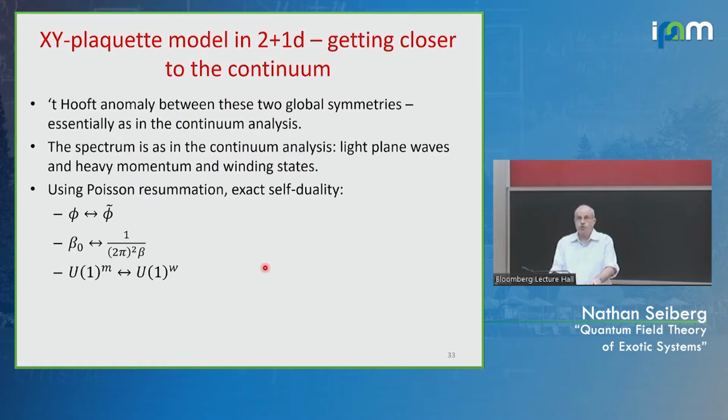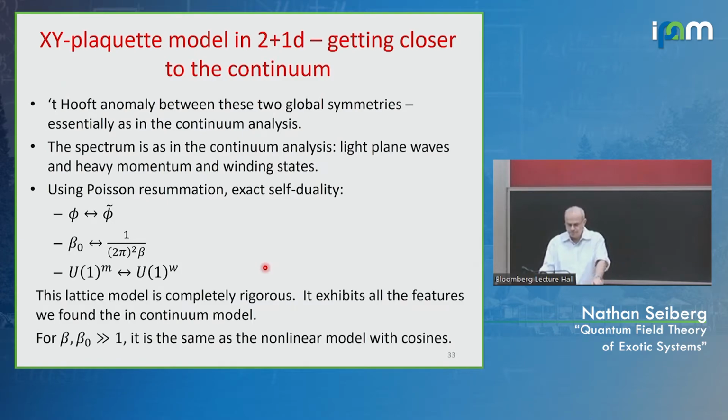So all these features that we found in the continuum exist already in a completely rigorous treatment on the lattice. So it exhibits all these properties, and when beta 0 and beta are much bigger than 1, it's the same as the nonlinear model with the cosine. So this is all I wanted to say about this model. Are there any questions about that before I continue?